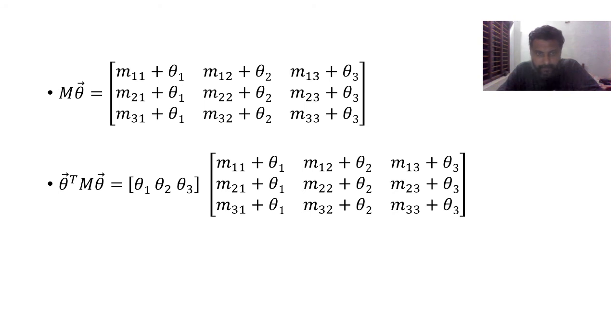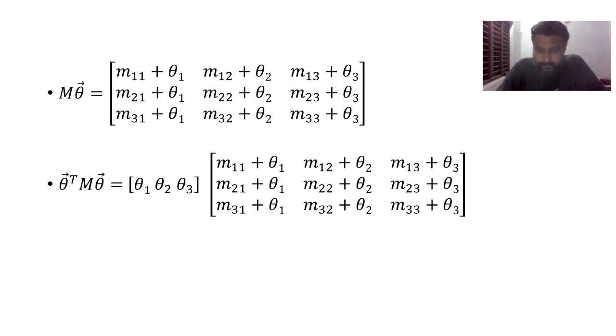Okay, here also, M theta is nothing but m11 into theta 1 plus m12 into theta 2 plus m13 into theta 3; second row, m21 into theta 1 plus m22 into theta 2 plus m23 into theta 3; third row is m31 into theta 1 plus m32 into theta 2 plus m33 into theta 3. Just change this matrix also.